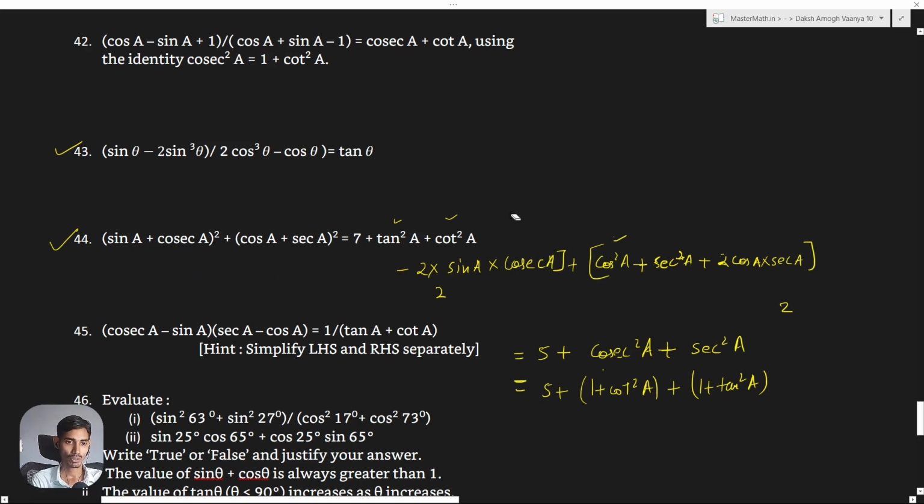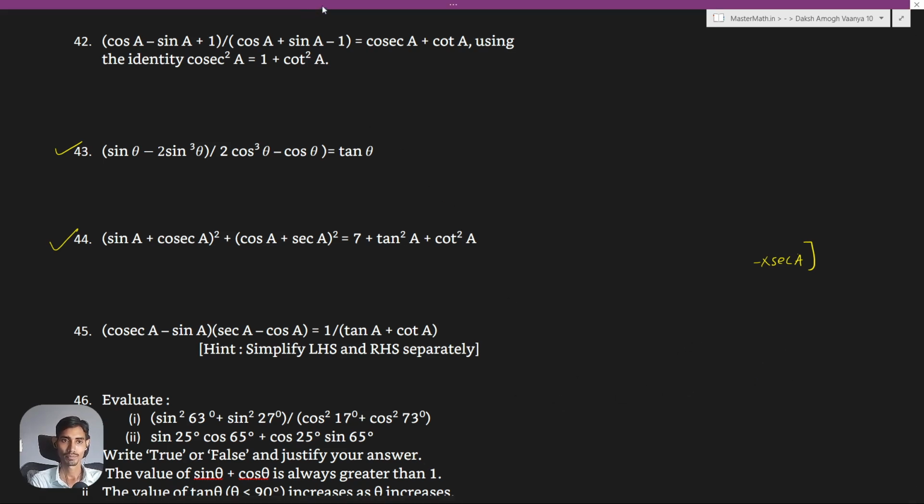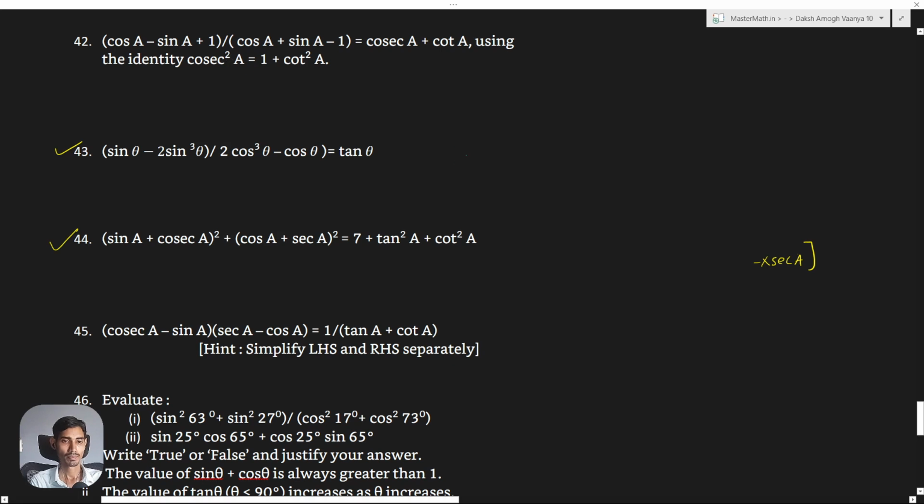So, would anyone like to suggest or try the 43rd? Zubair, you are saying something? No, sir. 43rd, anyone? Daksh, yes, try. Yes, sir. We can take sine theta common.